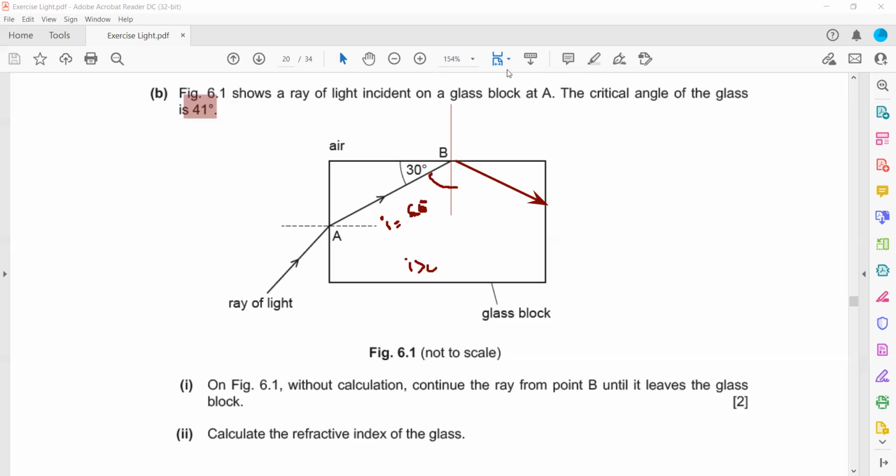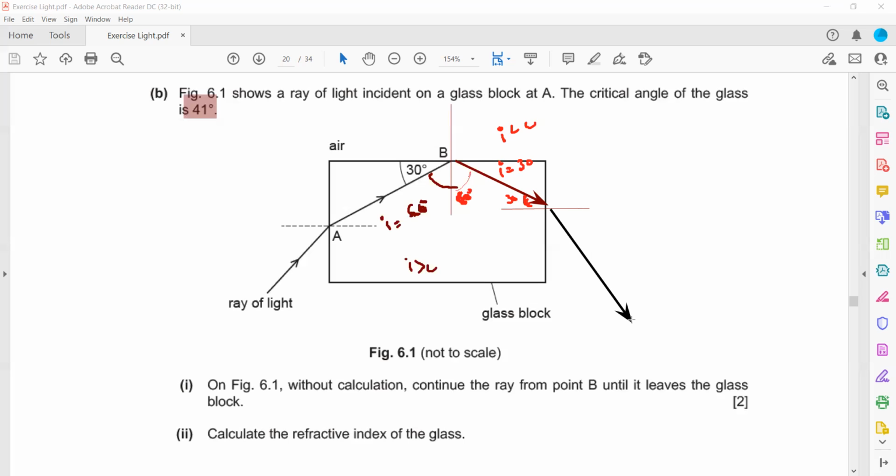And then when we draw the normal for the other side, this will be the normal, 30 and 60, so this will be 60 as well. So this will be 30, because it is a right angle triangle. Now at this point the angle of incidence is 30, which is less than the critical angle. So when the angle of incidence is less than critical, light will bend away from the normal as it is moving from glass to air.